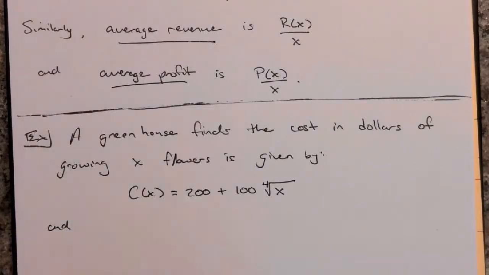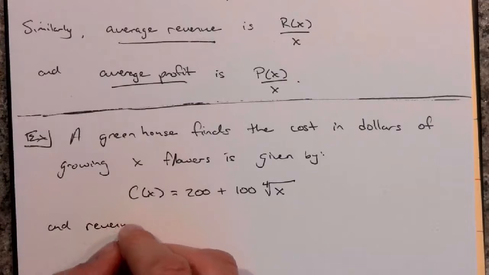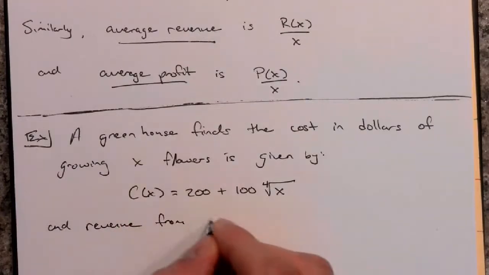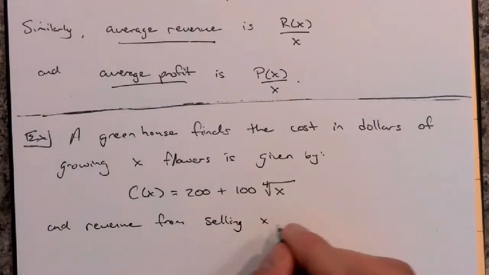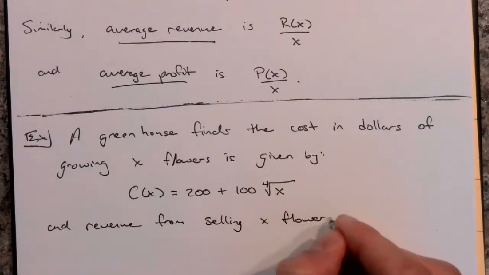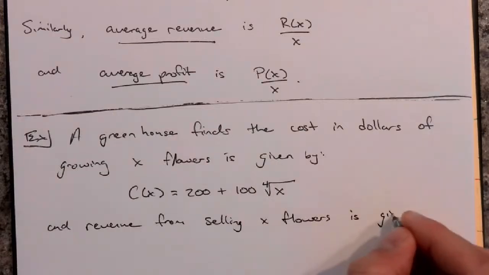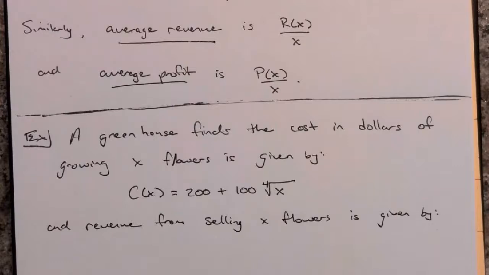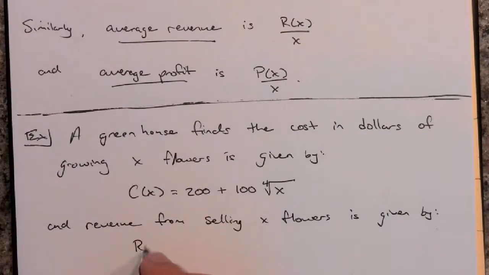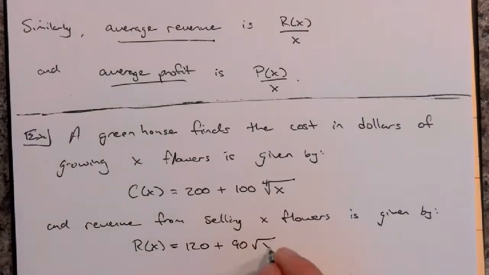And revenue from selling X flowers is given by R of X for the revenue function. R of X equals 120 plus 90 square root X.